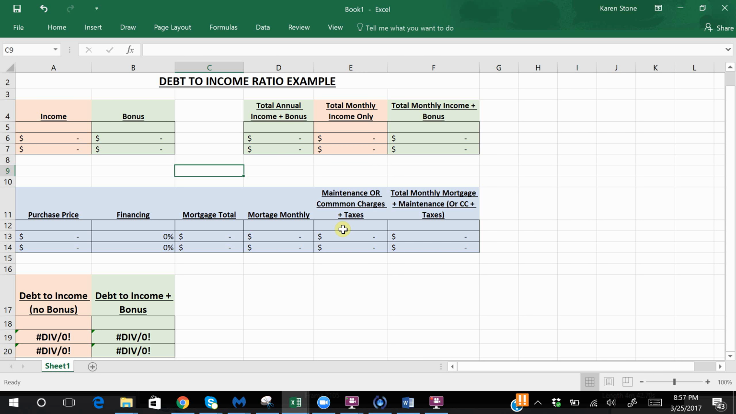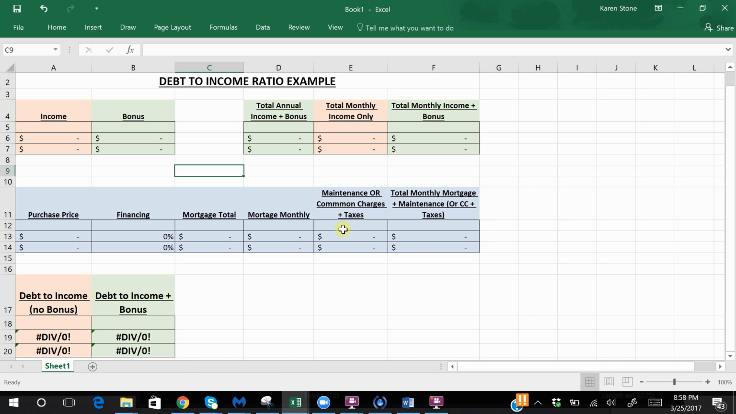So let's talk about debt. What is debt? Your debt is, of course, all the debt that you are going to take on by purchasing this home. That will include your mortgage amount as well as the monthly charges that the building charges. For instance, the maintenance for a co-op or the common charges and the taxes for a condo. Again, though, most condos are not looking at debt to income ratio.